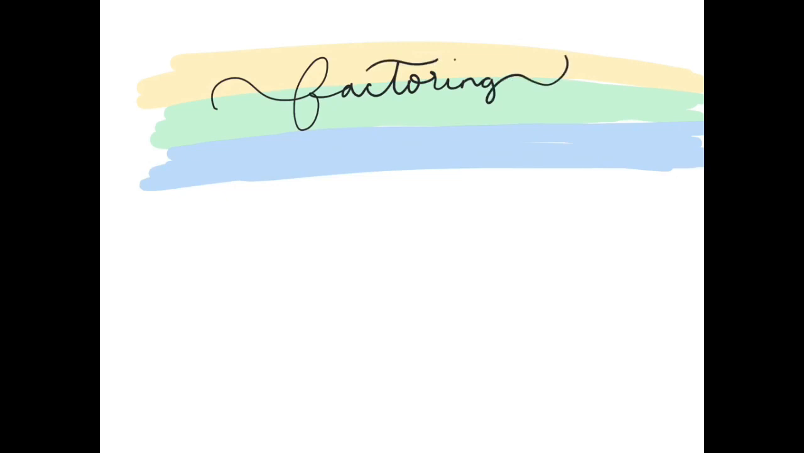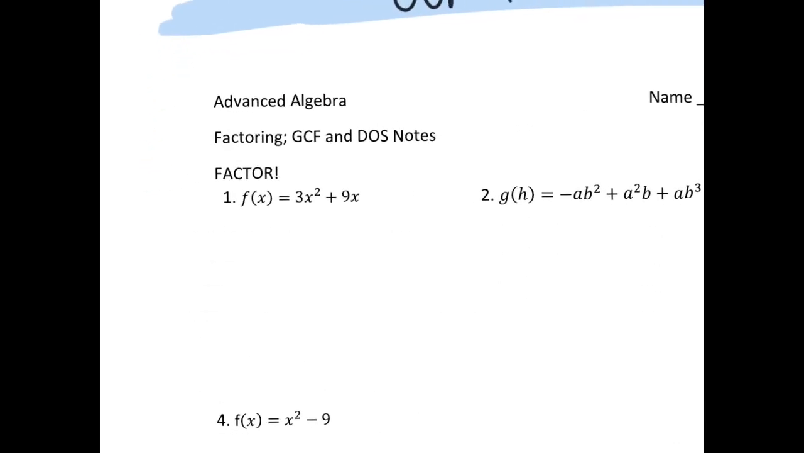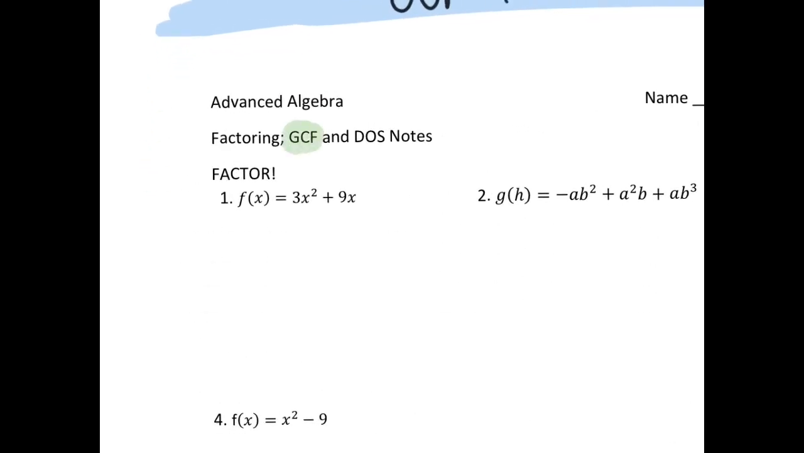Guys, today we are going to start factoring. More specifically, we are going to look at GCF and DOTS. So GCF stands for greatest common factor and DOTS stands for difference of two squares. So first, let's take a look at GCF.